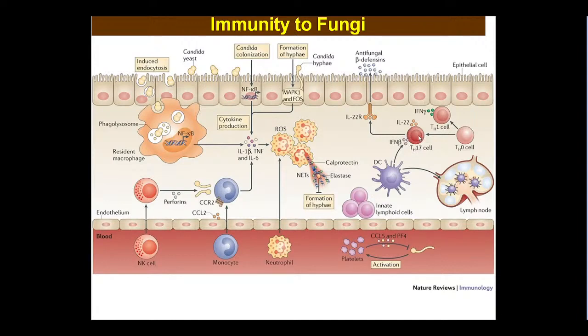T helper type 17 produce cytokines, for example, interleukin-22, that stimulate synthesis in the epithelial cells of the beta defensins that destroy fungal organisms in the secretions. What else? Pro-inflammatory cytokines and cytokines of the T helper type 17, interleukin-17, cause the influx, so migration from the blood, of the neutrophils to the infected area. We see them in the central part of this slide.